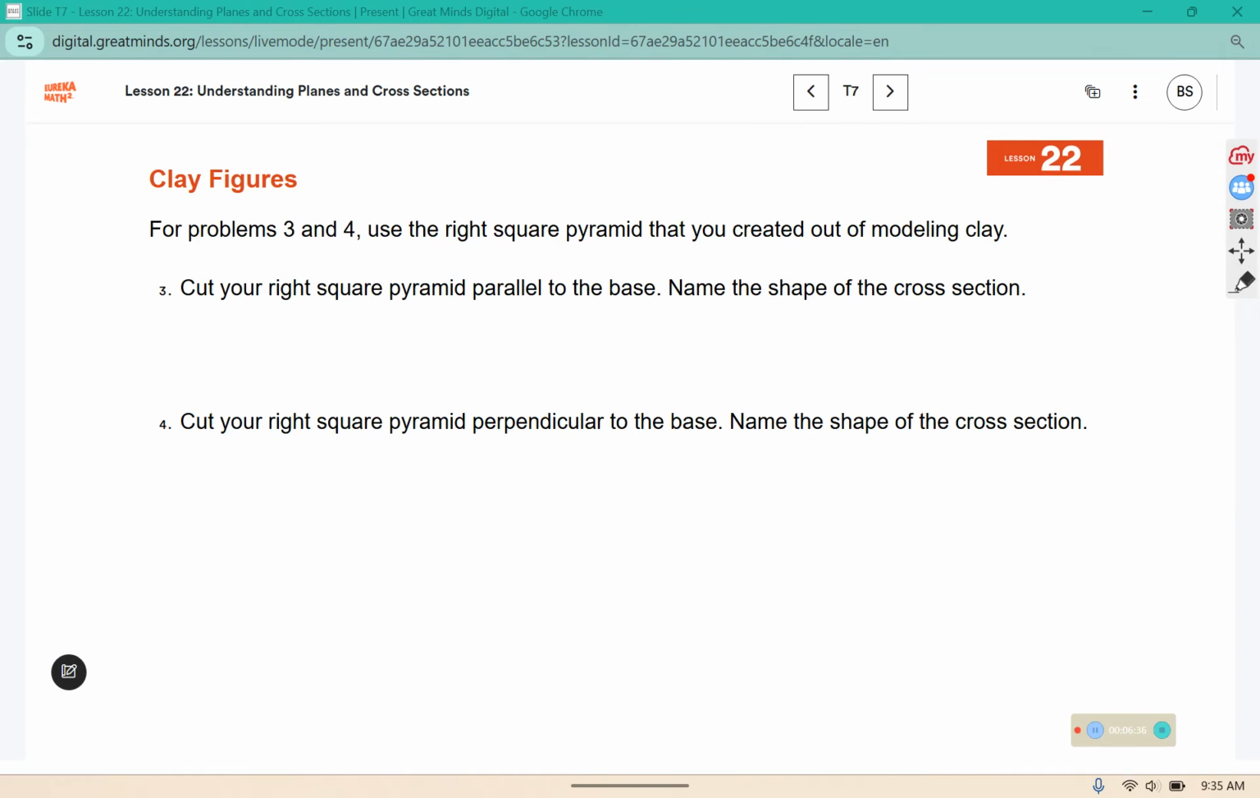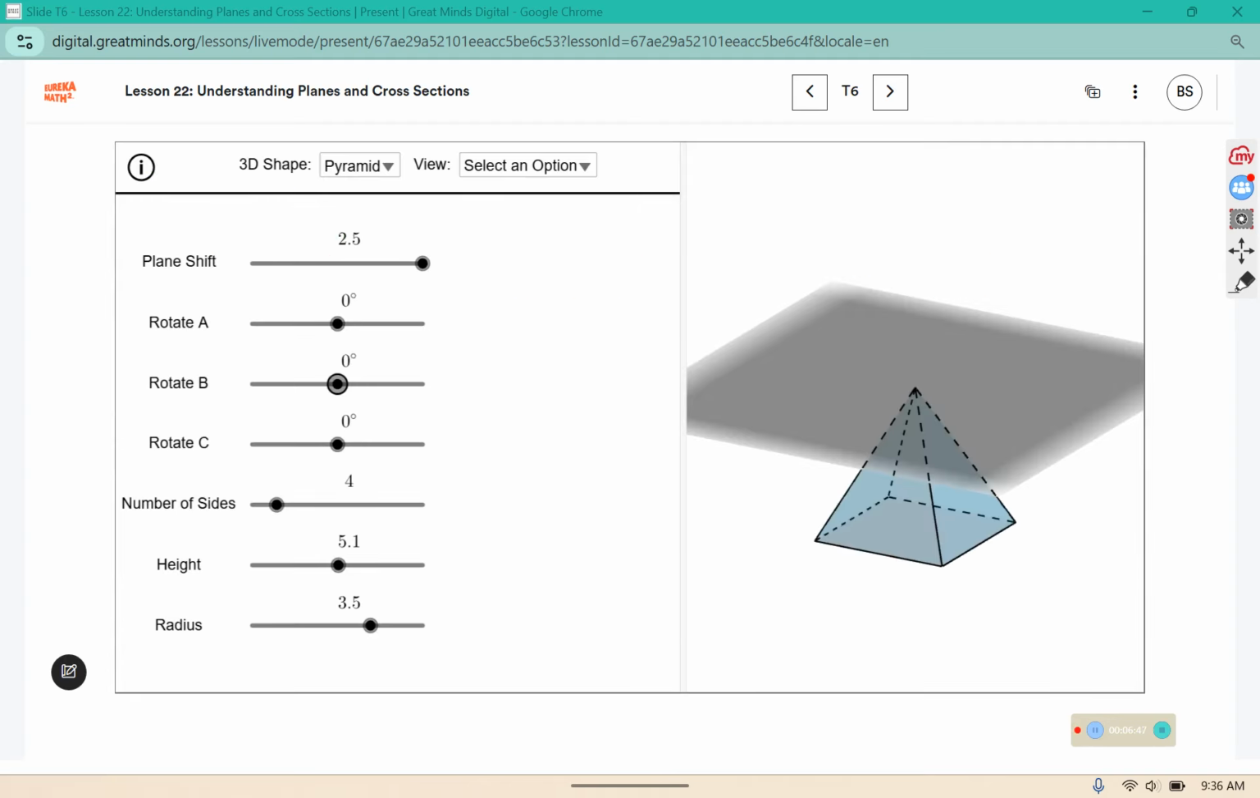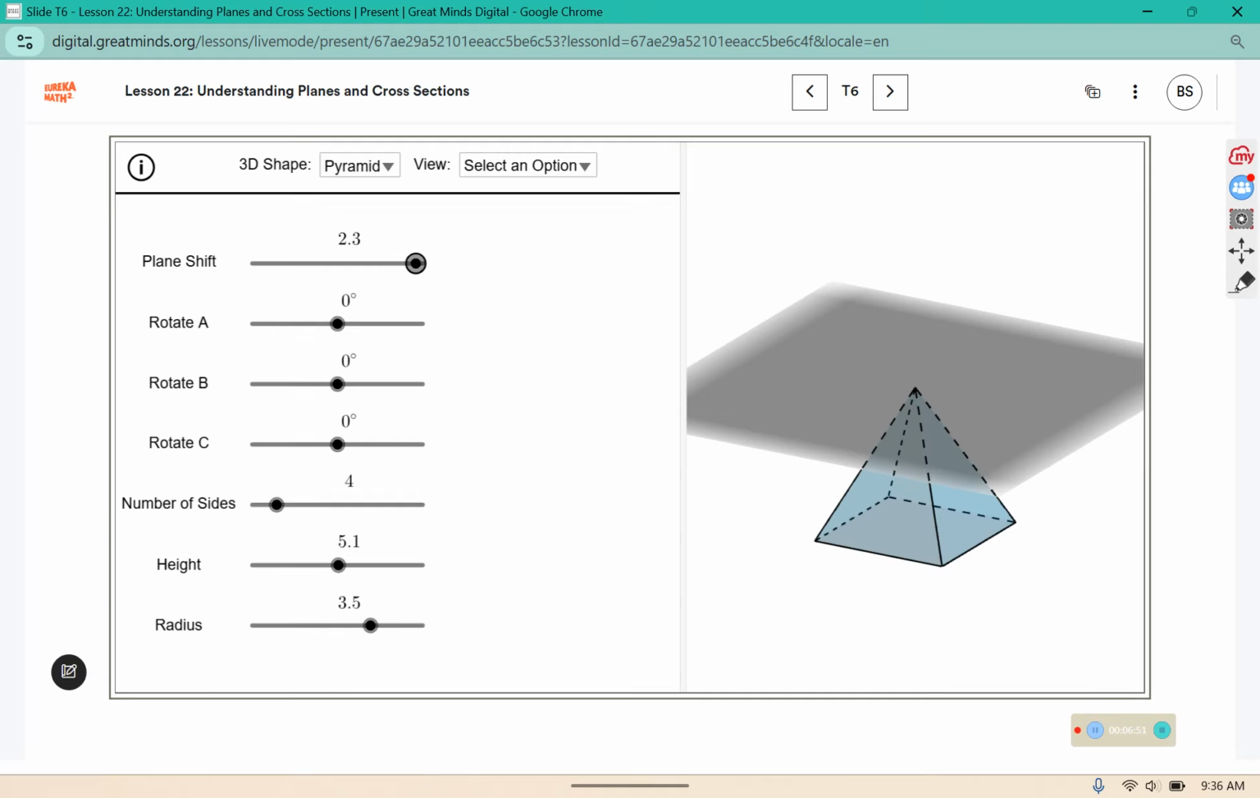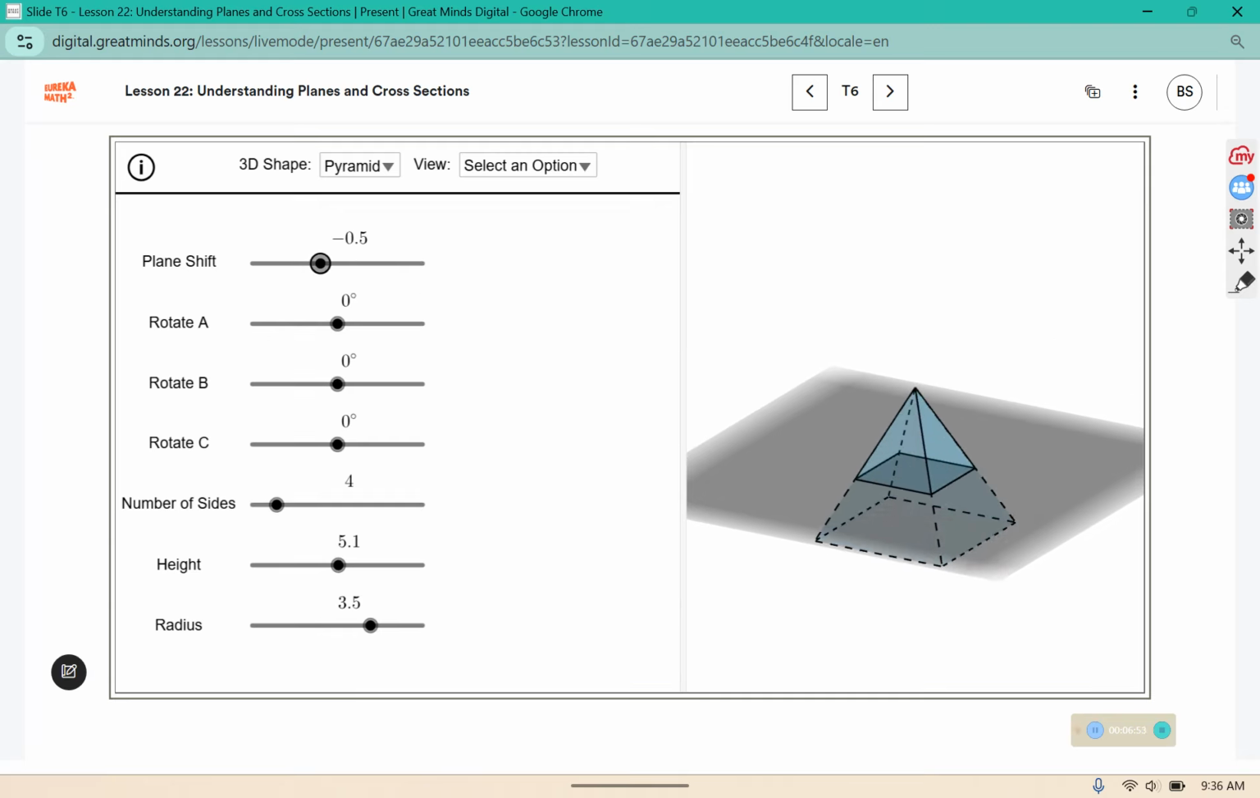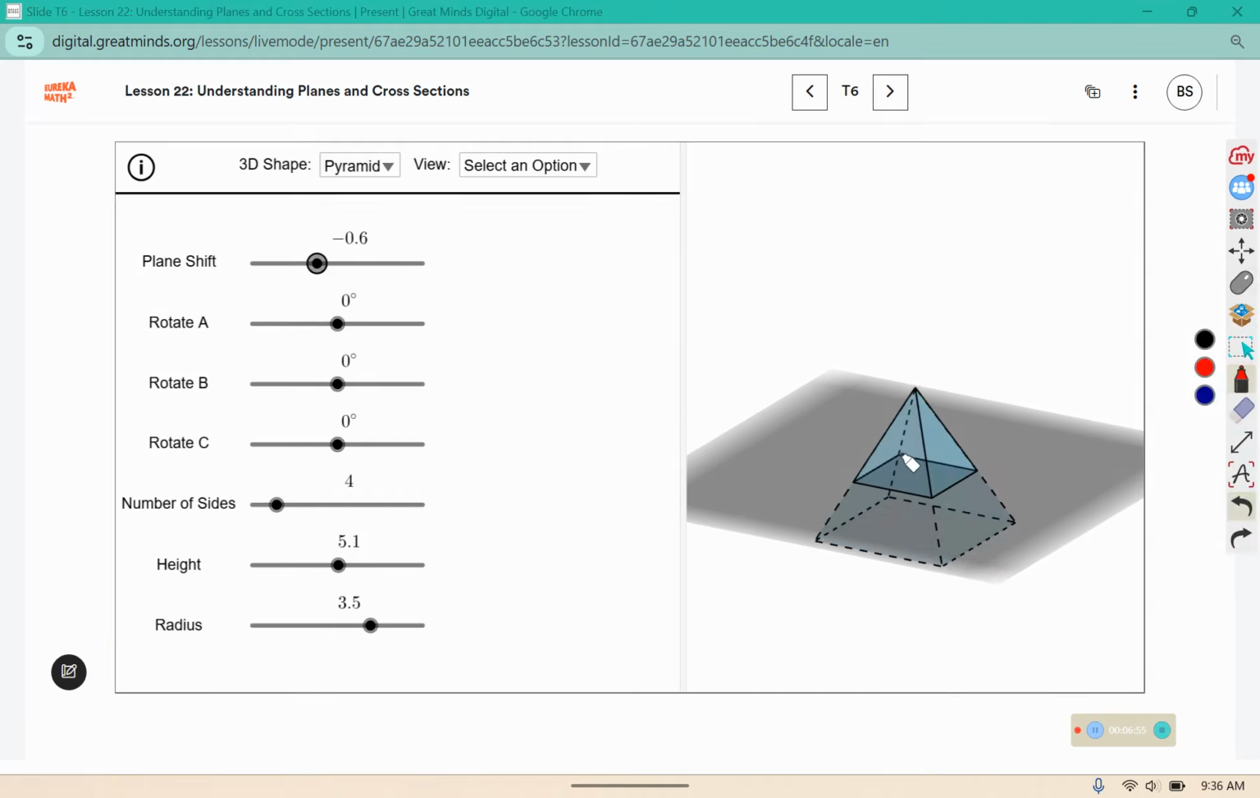For problems 3 and 4, use the right square pyramid that you created out of modeling clay. Cut your right square pyramid parallel to the base. Name the shape of the cross section. So here my gray plane is parallel to the base. And when we cut, you can see that the shape of that cross section is a square.